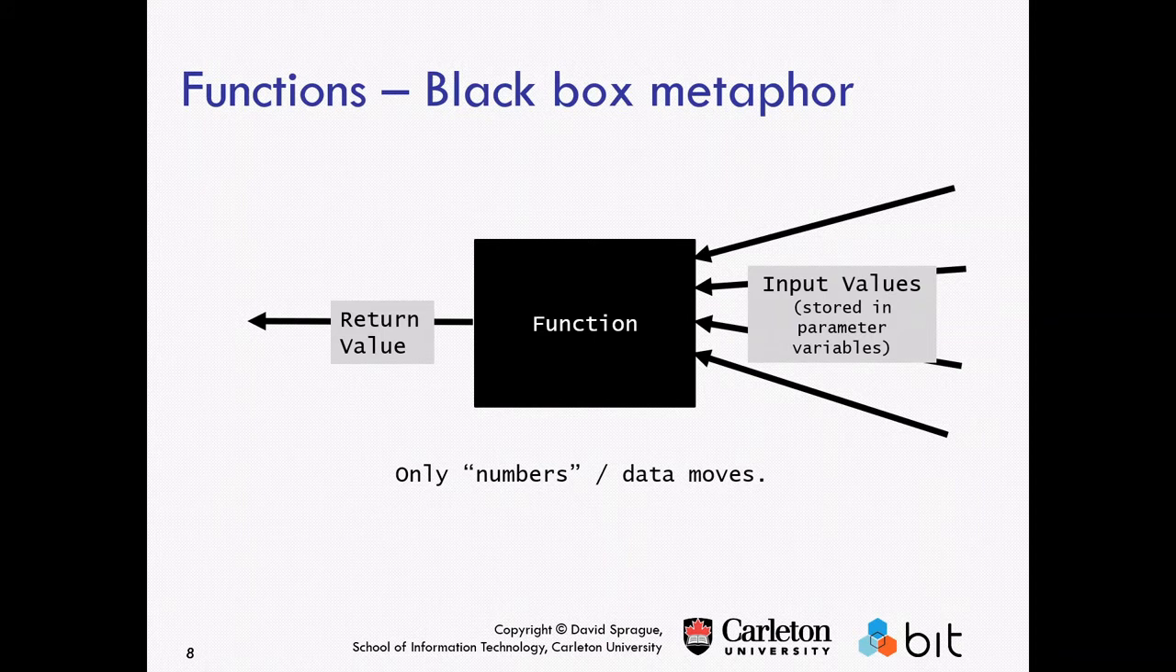Here's the other approach. This is sort of the mathematics approach, right? The black box metaphor. We get a bunch of values coming in. These are technically only numeric values or data going in. The variables themselves do not go into this function. The function has variables that are set at the beginning, but data is going into the function. So I got a bunch of data going into the function. Some magic happens. Something gets spit out the other side.